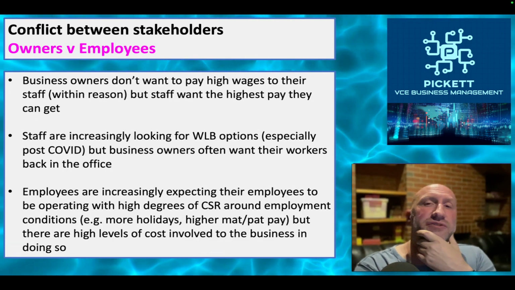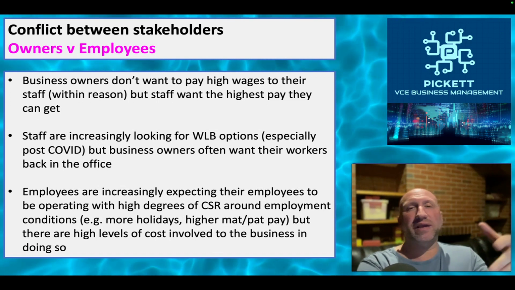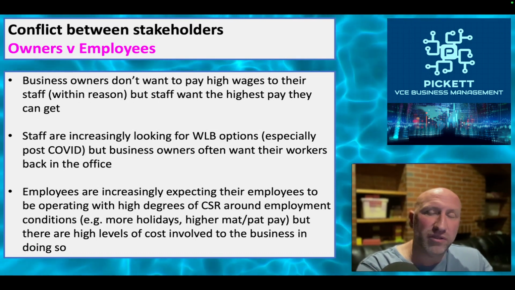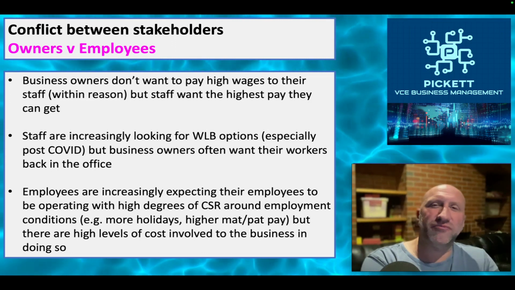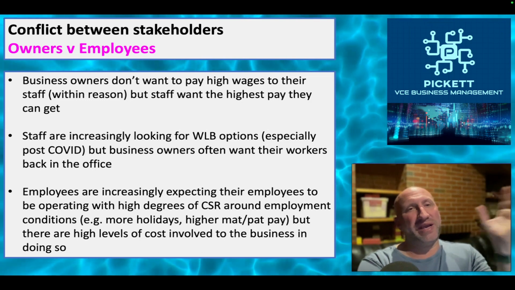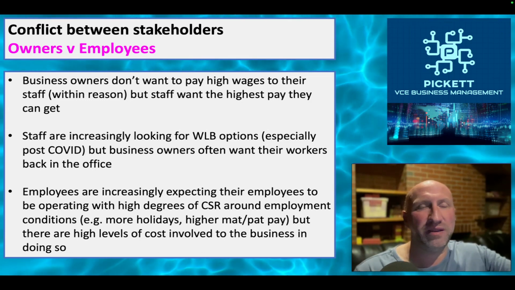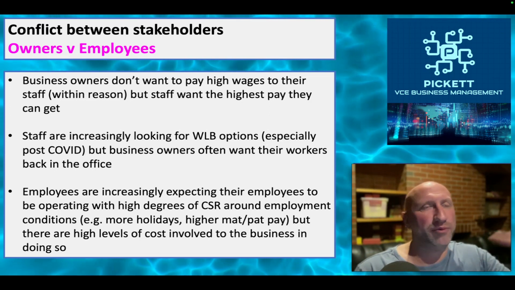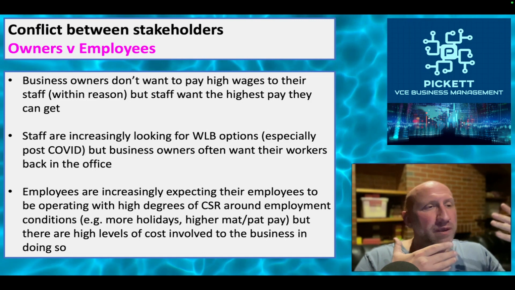The next one, owners versus employees. Business owners don't want to pay high wages to their staff, well, within reason, but staff want the highest pay they can get. And when I say within reason, as a business owner, it's probably not the best move to just pay the least amount you can get away with, because what happens then? Your staff are not going to be happy. They're probably going to look for another job and they're going to leave. Okay, and you don't want that to happen.